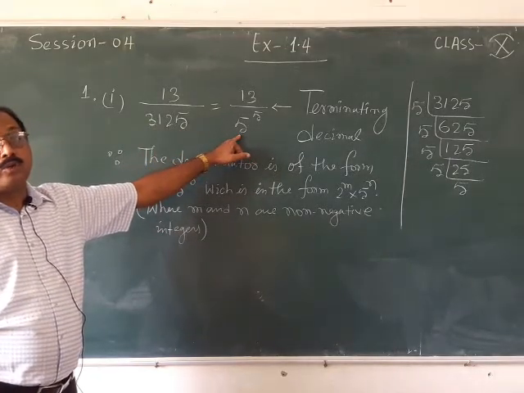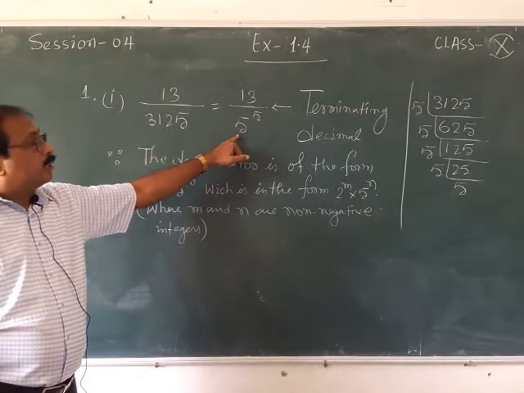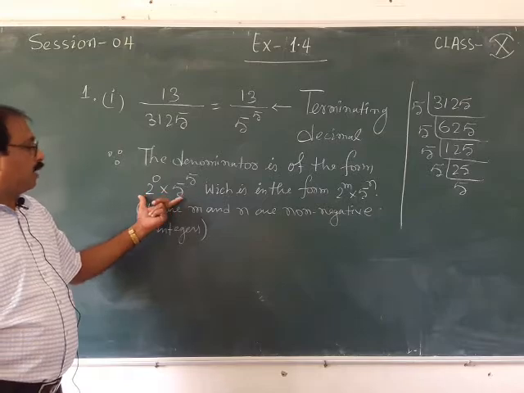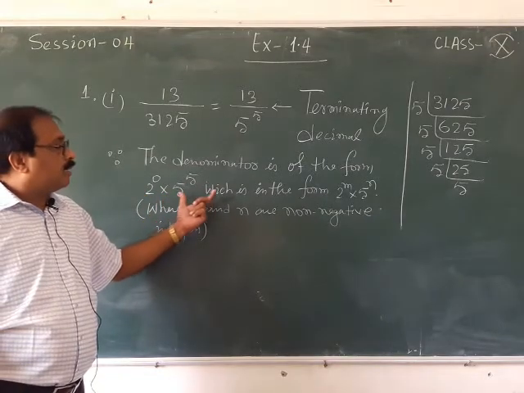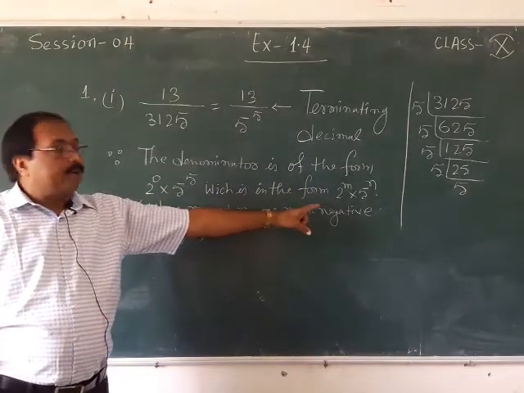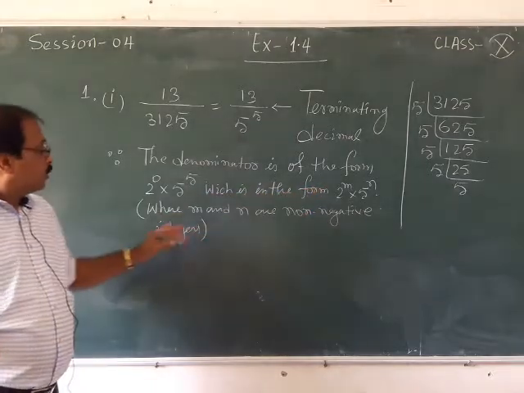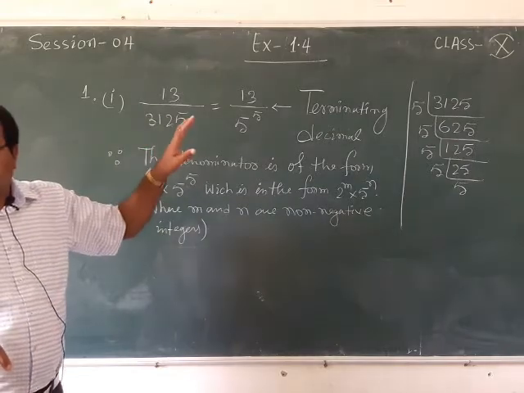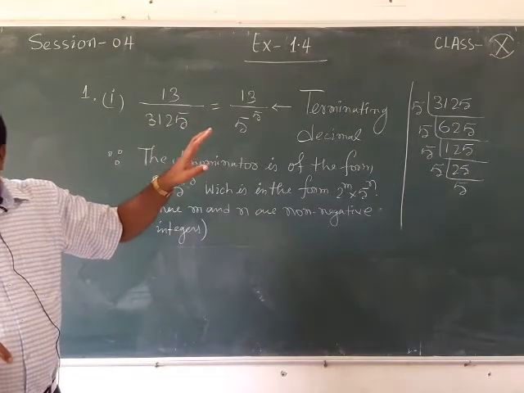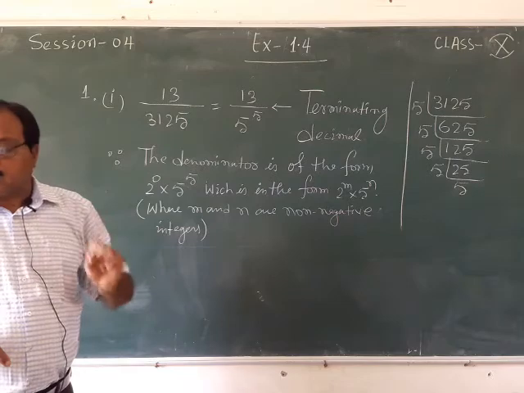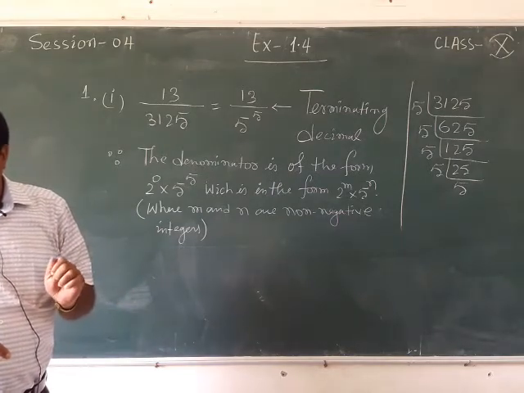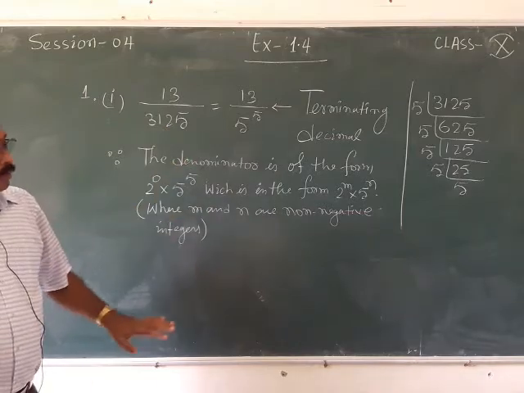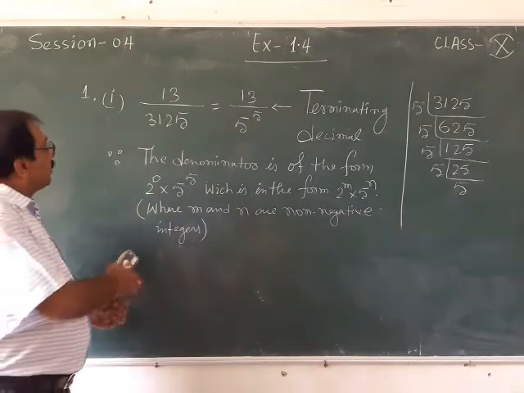Exactly, you can see there is no 2. So you can write it as 2 to the power 0 into 5 to the power 5, which is clearly of the form 2 to the power m into 5 to the power n. So the given number is a terminating decimal. Like that you can write your answer here, that this number is a terminating decimal. I hope it is clear to you.